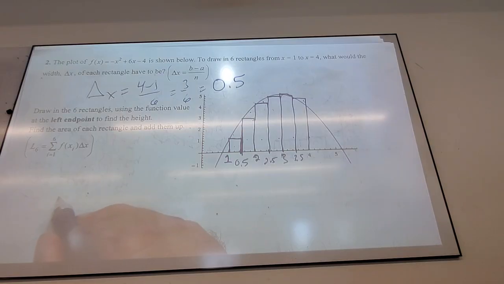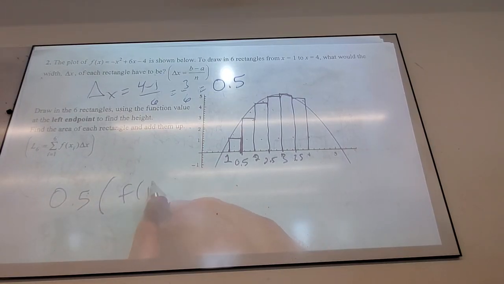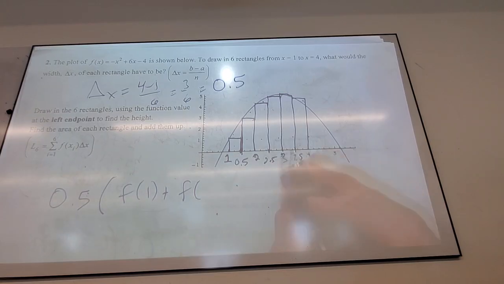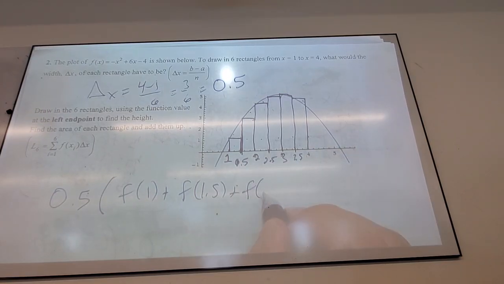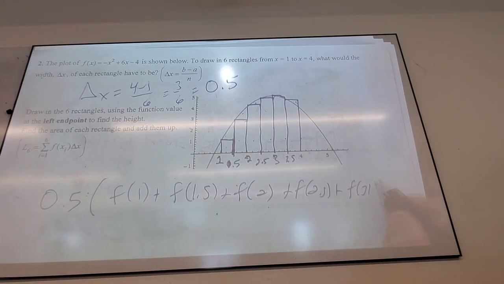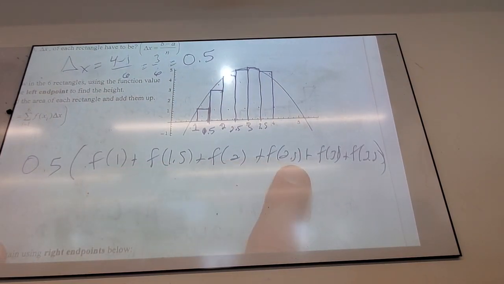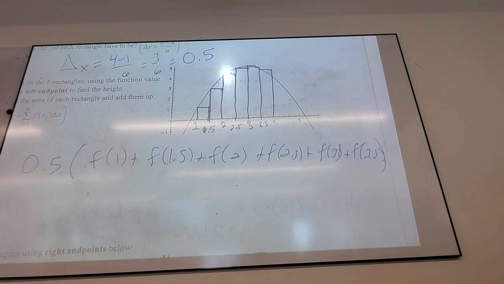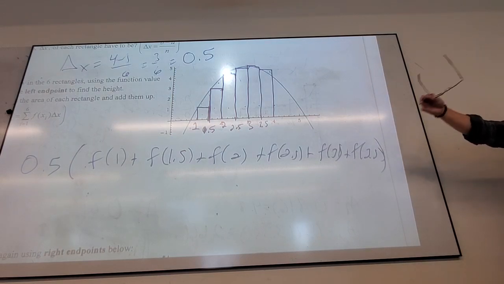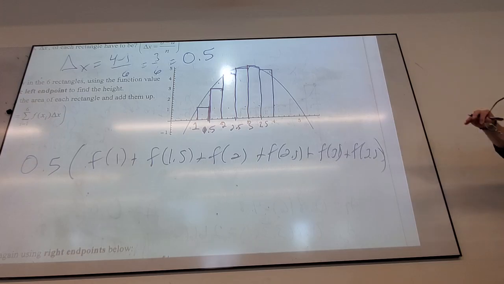So if I just do the width times f of 1 plus f of, why did I put 0.5? f of 1.5 plus f of 2 plus f of 2.5 plus f of 3 plus f of 3.5. 1, 2, 3, 4, 5, 6 rectangles. Everybody notice I didn't plug a 4 in, because that doesn't determine the height of anything. It's a right endpoint for the last one.